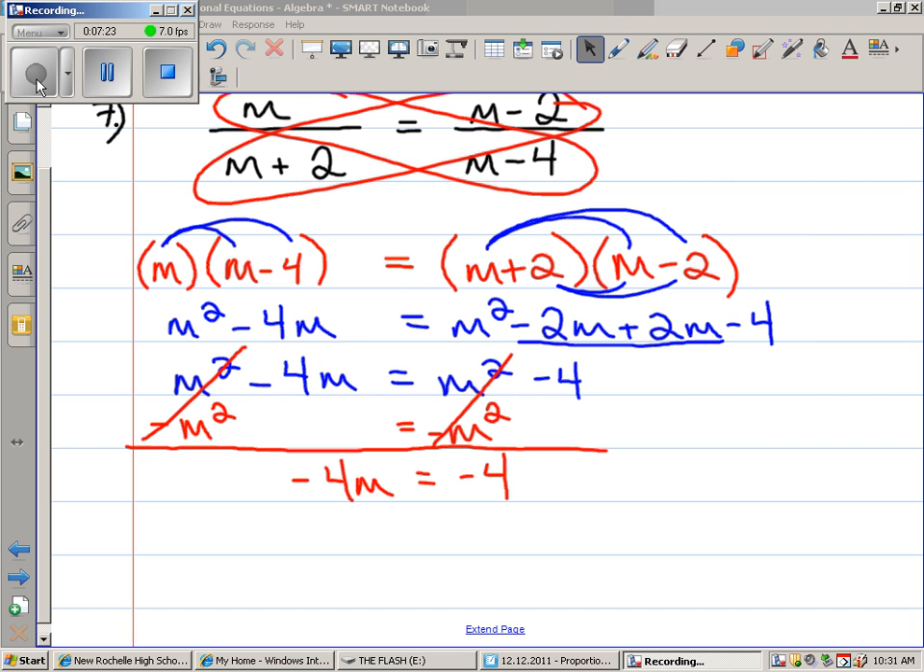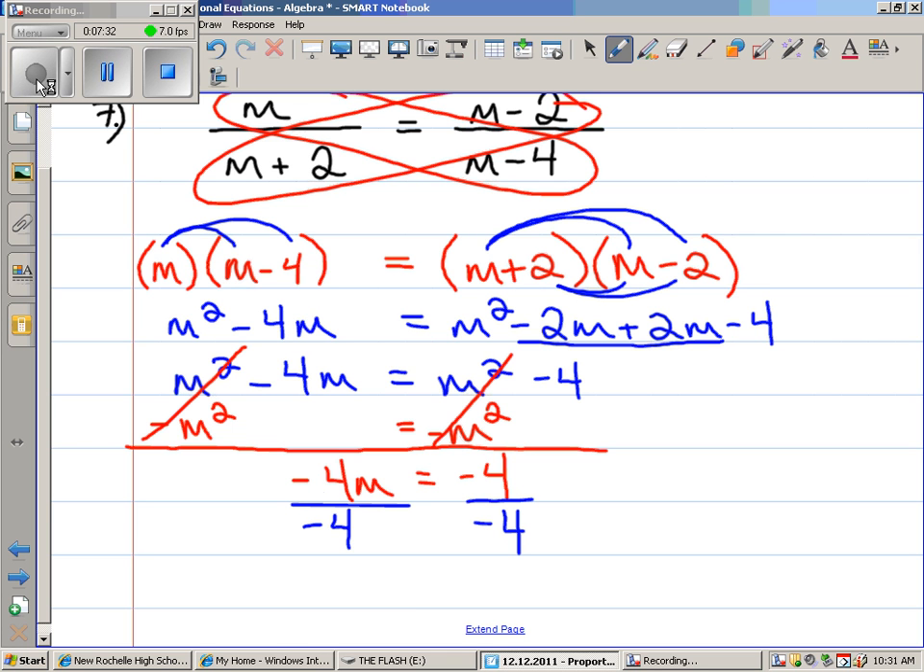We are not at our answer stage yet. Divide by negative 4. What's negative 4 divided by negative 4? Just 1. No, it's 1. Yeah, m equals 1. How was that? Was that bad?